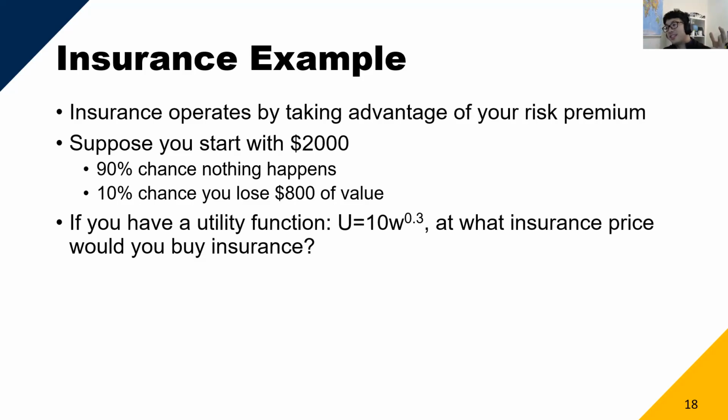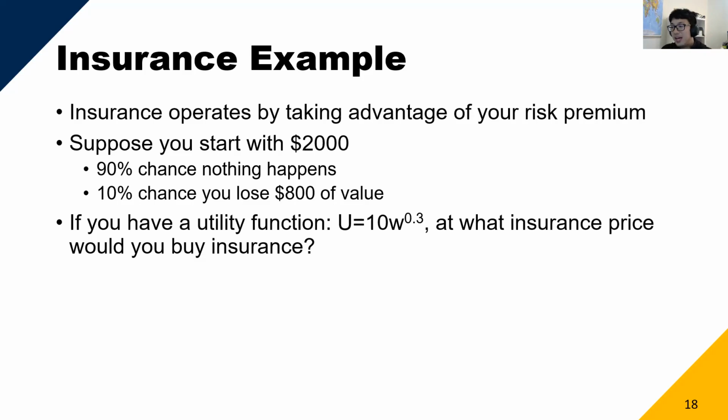In insurance, that is essentially the thing. The insurance company gets to see the expected value because they have so many customers. And so they can leverage the fact that they're doing expected value, whereas you're doing a utility based payout because of your risk. So let's look at this simple example.